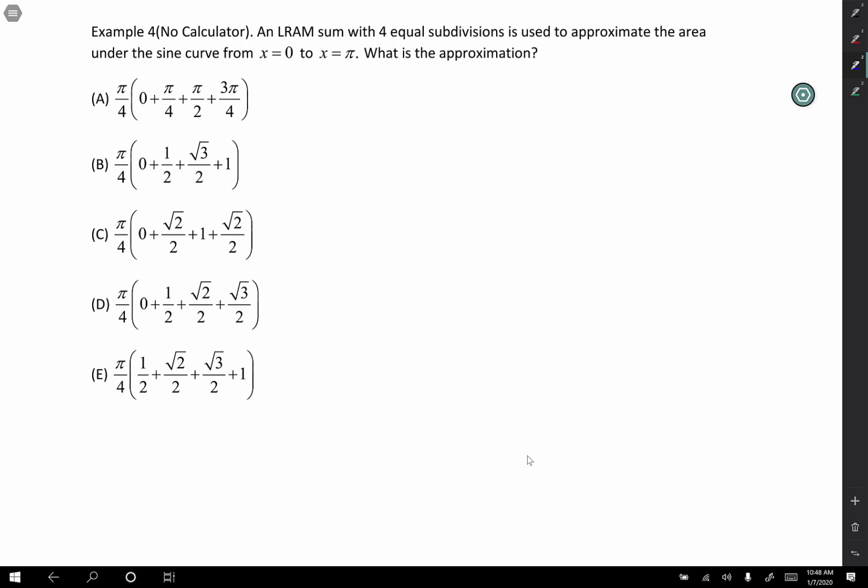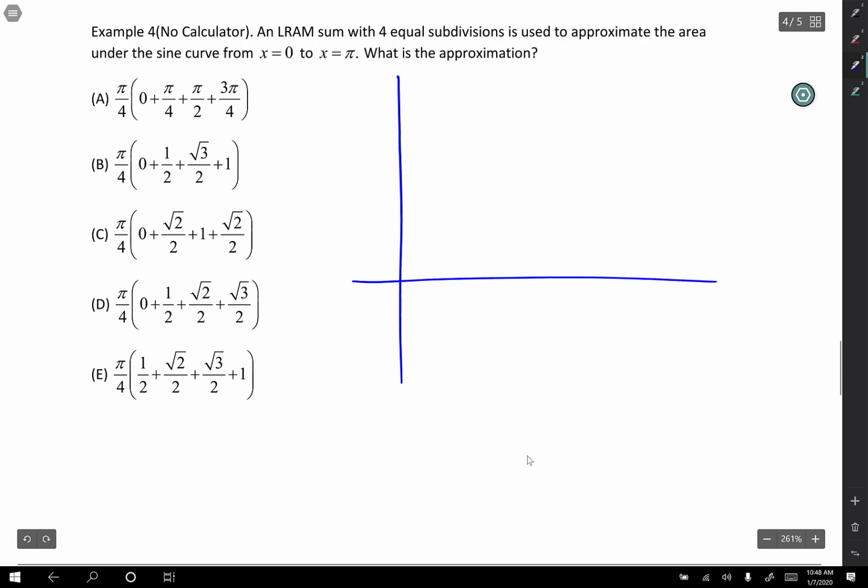So here we go. Example 4. An LRAM sum with 4 equal subdivisions is used to approximate the area under the curve of sine from 0 to pi. What is the approximation? Look, pre-cal doesn't go away. First, do you know what sine looks like? Sine of 0 is 0, guys. Sine of pi is 0 as well.